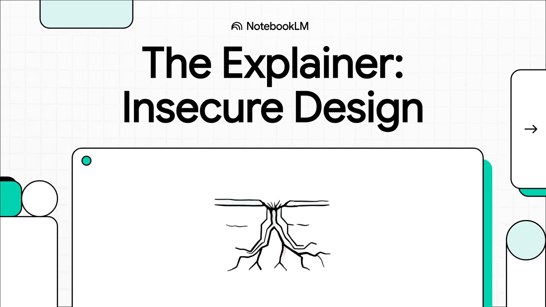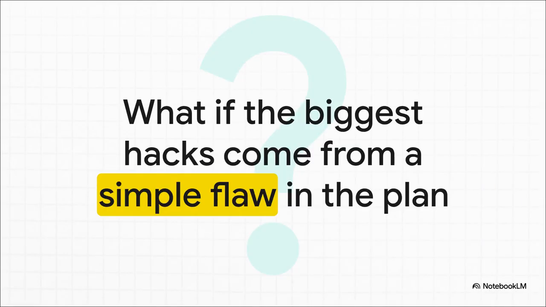Welcome to the Explainer. Today, we're going to talk about a security risk that isn't really about cracking super complex code. Nope. It's about flaws that are hidden in the very blueprint of our digital world. So let's just jump right in with a question that really gets to the heart of this. We all have this image of hackers as these brilliant digital masterminds, right? But what if the reality is actually way simpler and maybe, just maybe, a lot more dangerous because of it?